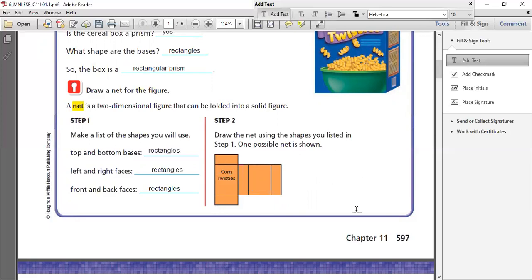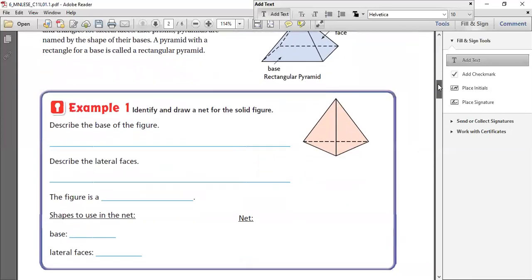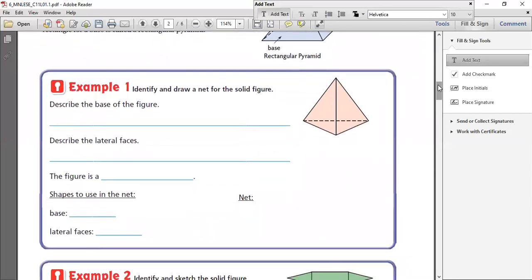So this part I don't want you to do because you'll be drawing so many later. Now I want you to concentrate on this. Okay, now first let's see this. Identify and draw a net for the solid figure. So again, they're asking you to draw a net. Describe the base of the figure. Now look at the base of this figure. What is the base here? That's a triangle, right? So just write there triangle.